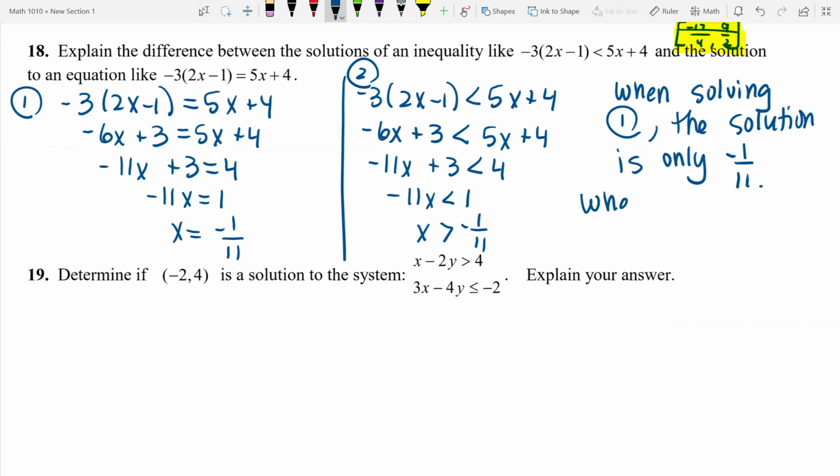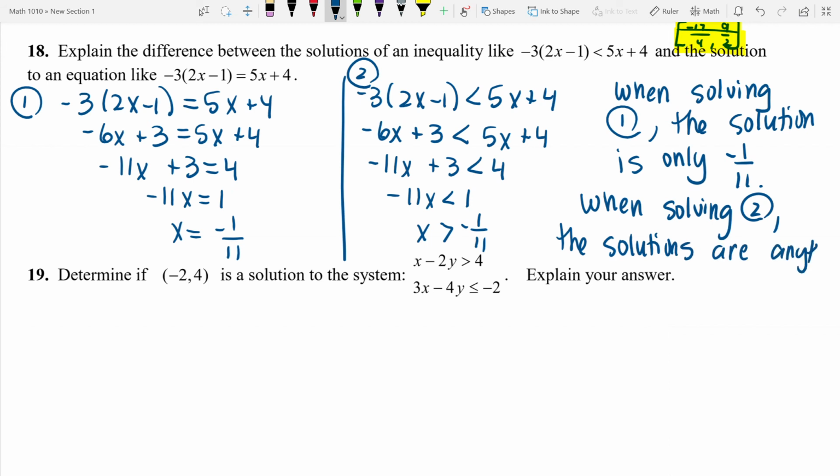We're going to say when solving number 2, the solutions are anything, finish. Yeah, greater than negative 1 over 11. That's it. So the one on the left is just that guy. The one on the right is anything bigger than that guy.